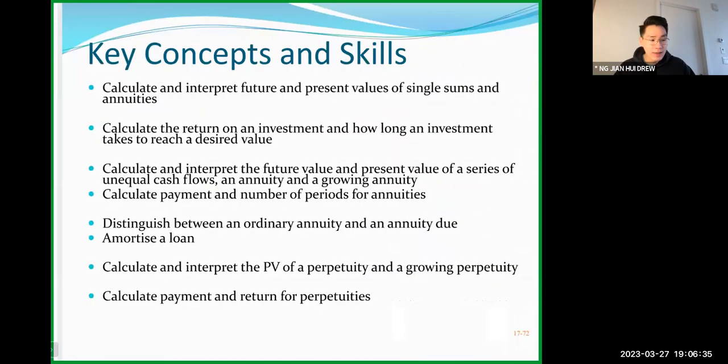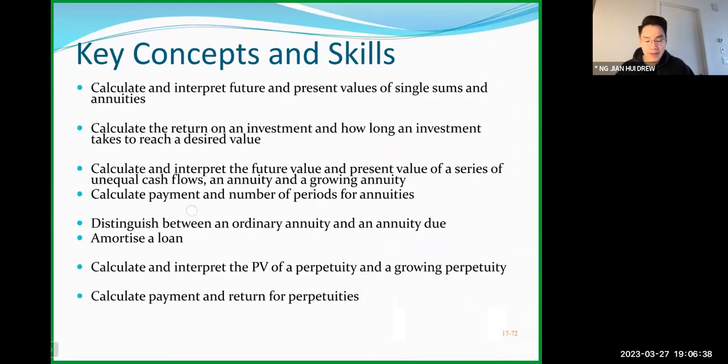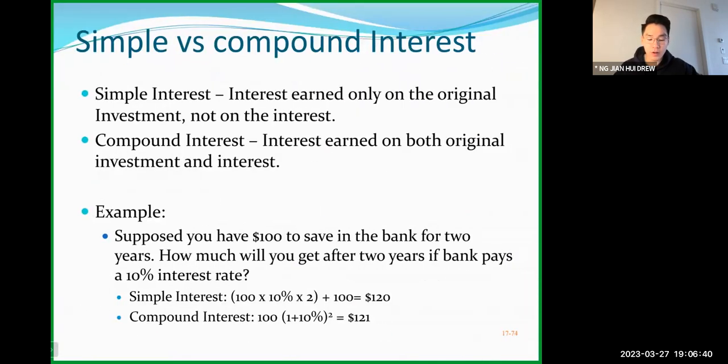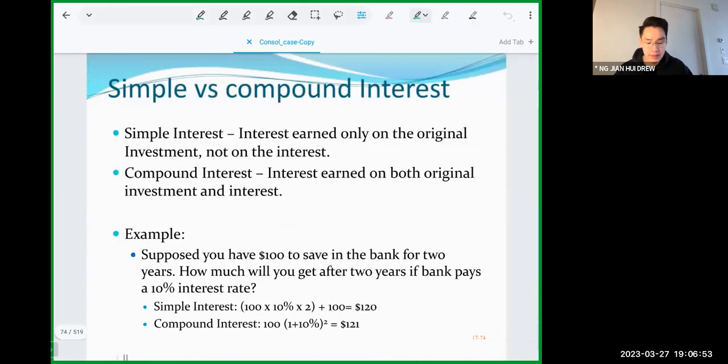Time value of money is grounded on the concept of simple interest versus compound interest. Simple interest is just interest on the principal, so you only gain interest on your principal. Compound interest, which is probably a primary school kind of concept, is that you have interest on the interest amount.